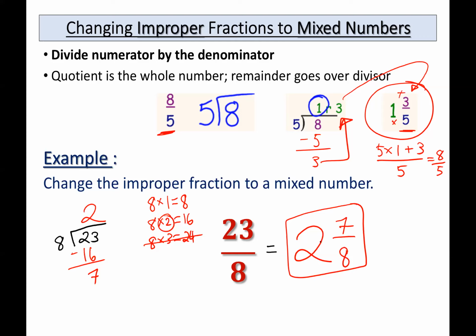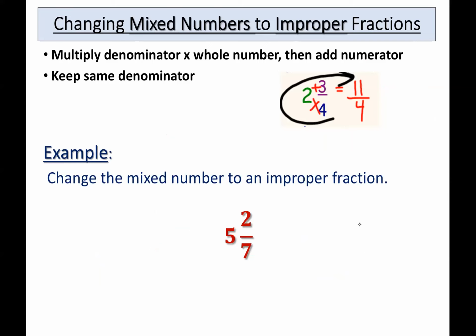Same thing with this other example that we did. 2 times 8 is 16, plus 7. So 2 times 8, plus 7. 2 times 8 is 16, plus 7 is 23 over 8. So that's a way to check back to your answer. My apologies that I skipped that earlier, but let's do it right now.